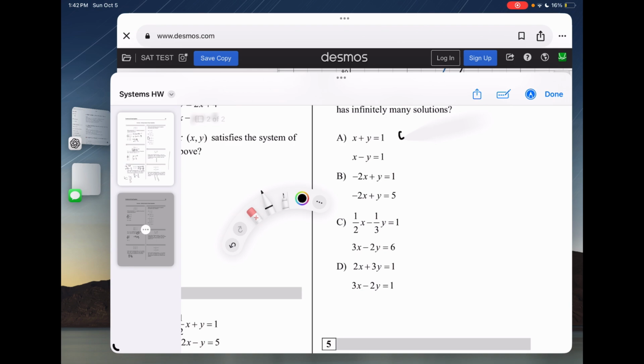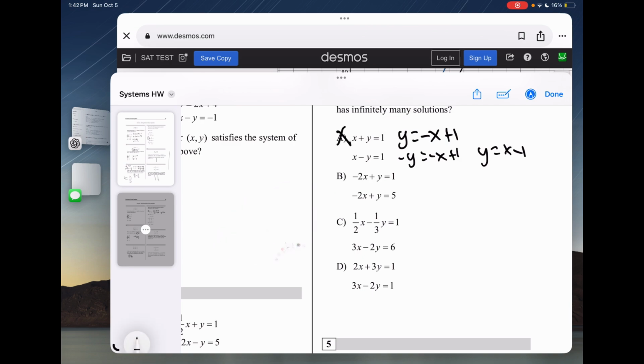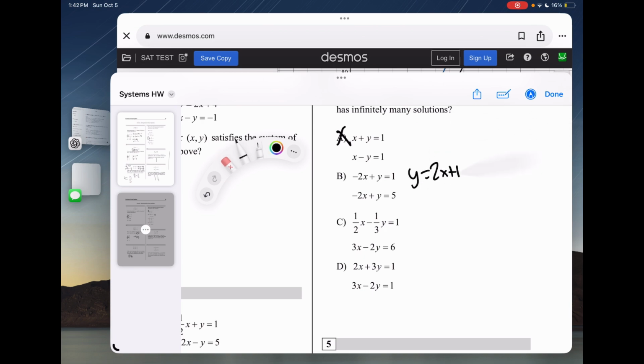So for A, we get y equals negative x plus 1, and then negative y equals negative x plus 1, and then divide by the negative, so y equals x minus 1. And these two are not the same, so A is crossed out. Then we can do the same thing for B. Just erase this real quickly. And then we get y equals 2x plus 1, and here is y equals 2x plus 5. And those aren't the same, so B is also wrong.